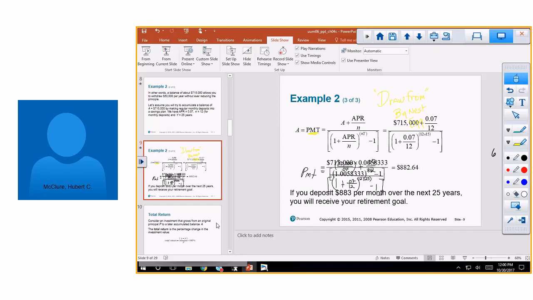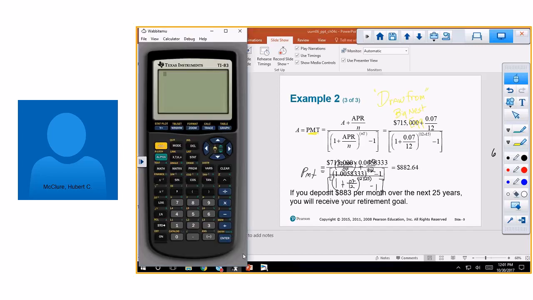Let me try that again. And also, they rounded up to 715,000. They didn't tell us to round up to 715,000, but I guess we're supposed to know that. Let me go back again. Alpha N divided by alpha D. Did I do it backwards? No, I didn't.